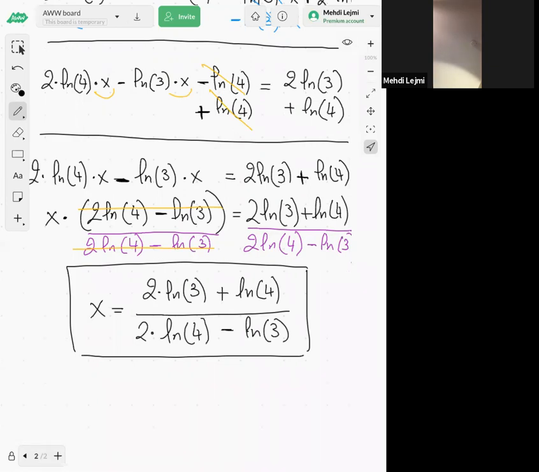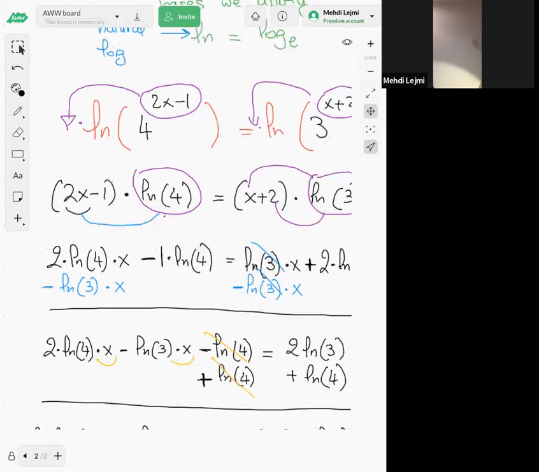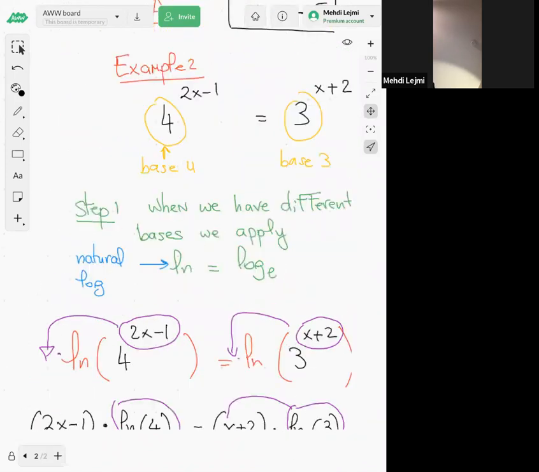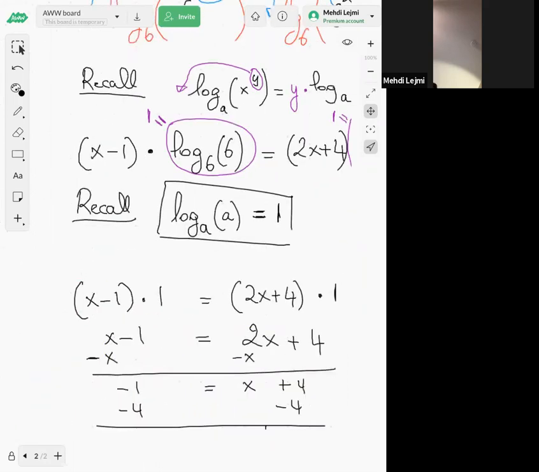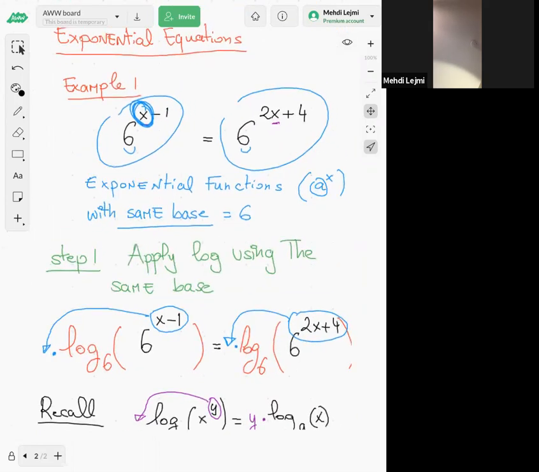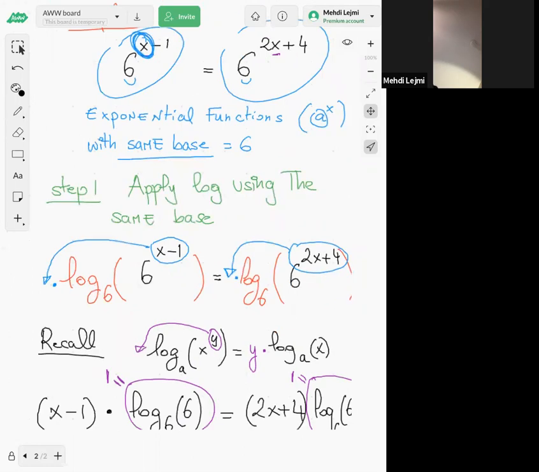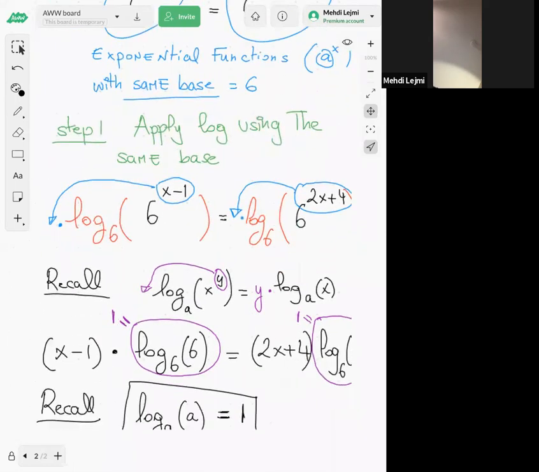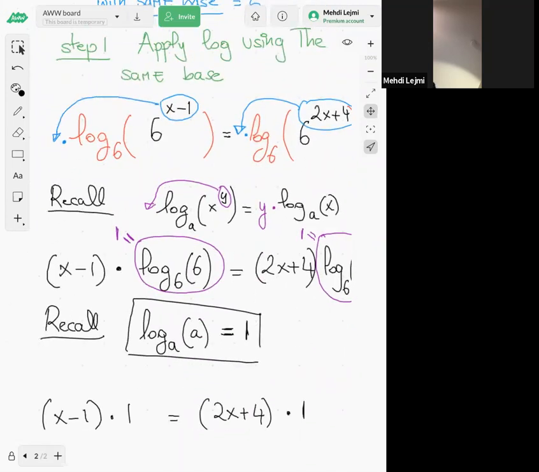Any questions, guys? So let me just repeat again. Here, there are two different cases. The first case is when you have an exponential equation where you do have the same base on both sides, like in my example, the same base, which is 6. So all you have to do is apply the log using the same base, right? So then the conclusion is that the exponents will be equal.